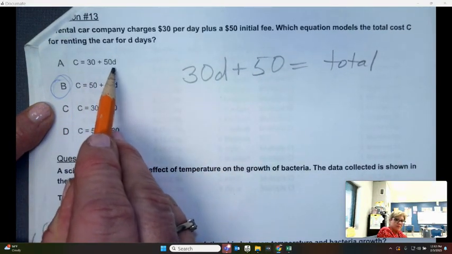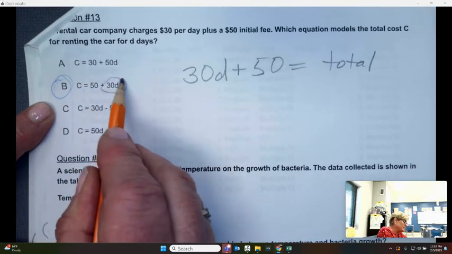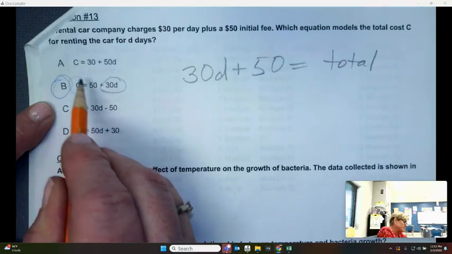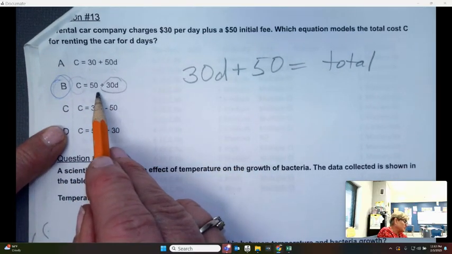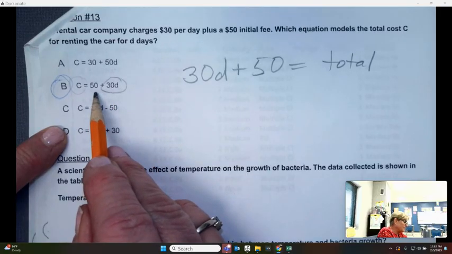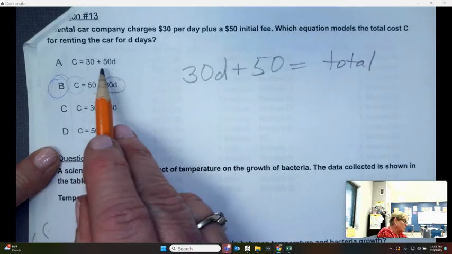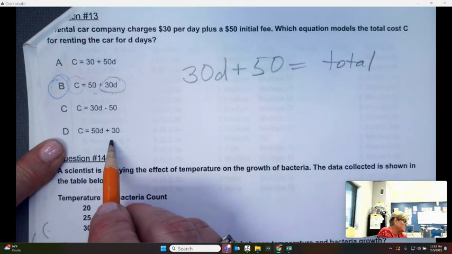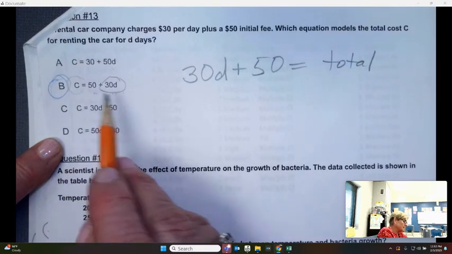No, you're not multiplying 50 times the days, you're multiplying the 30. That is your independent variable. This is your dependent variable. So C equals the $50 fee plus $30 per day. And that's the only one it could be. It looks like A and D are the same. Yeah, it's got to be B.